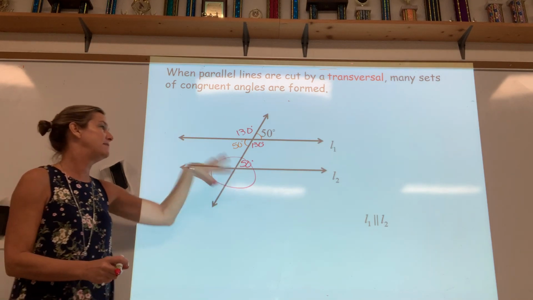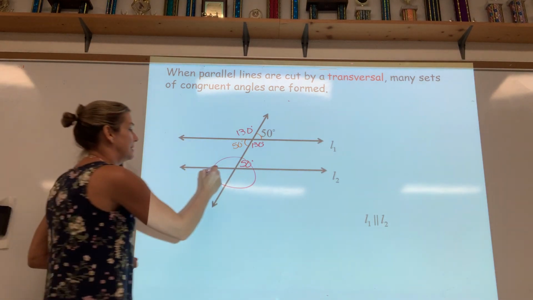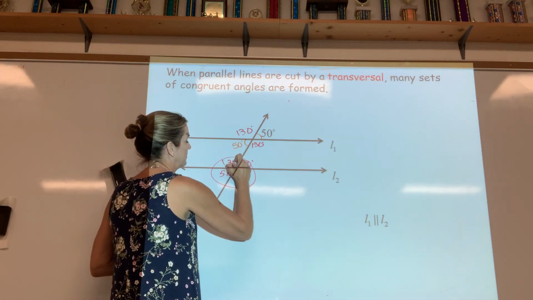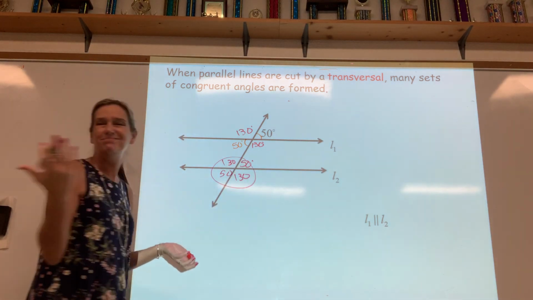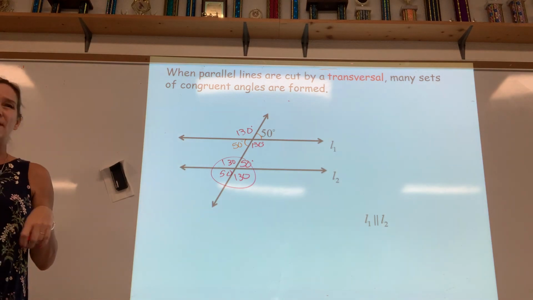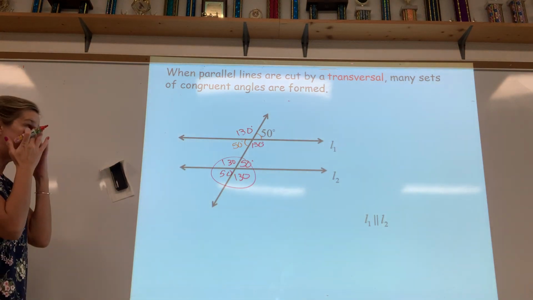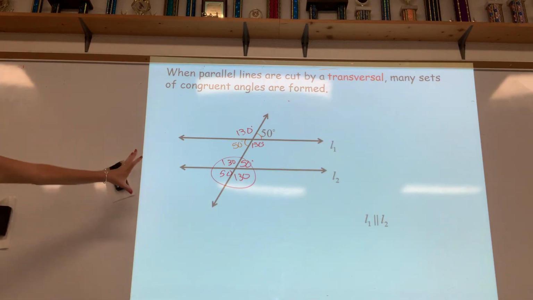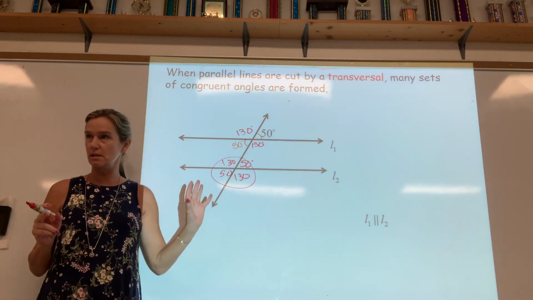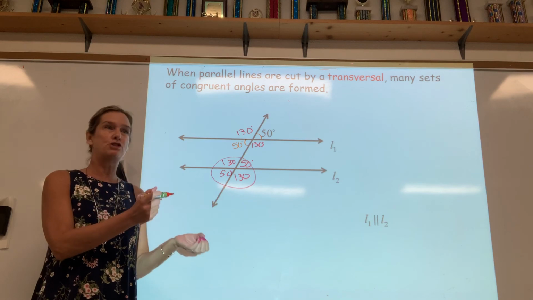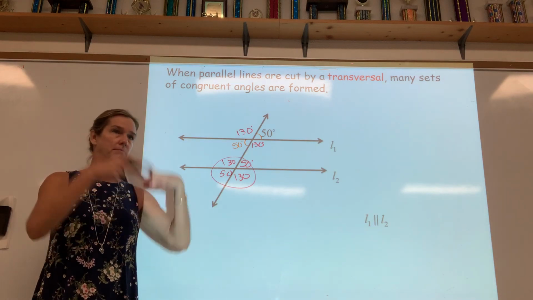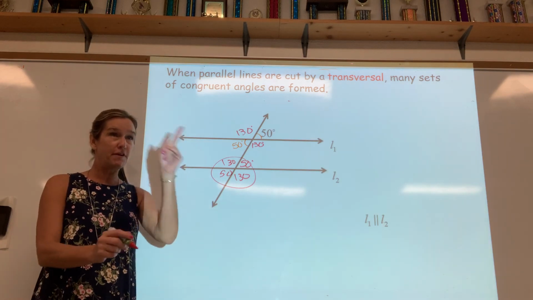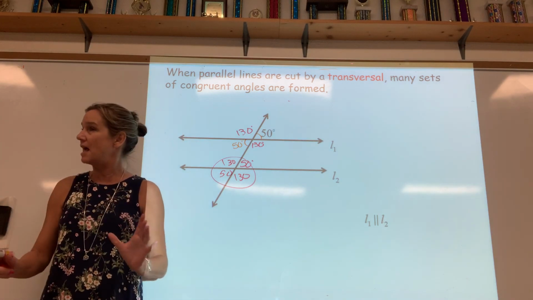Okay, so if that's 50, fill in the other ones. That means this is 50, and the other two are 130. Easy, right? Okay, so what I find is that everybody gets this problem super duper easy when I leave it just numbers, but when I throw in algebra, people are confused. But with geometry, the first step is the geometry and the rest is algebra.